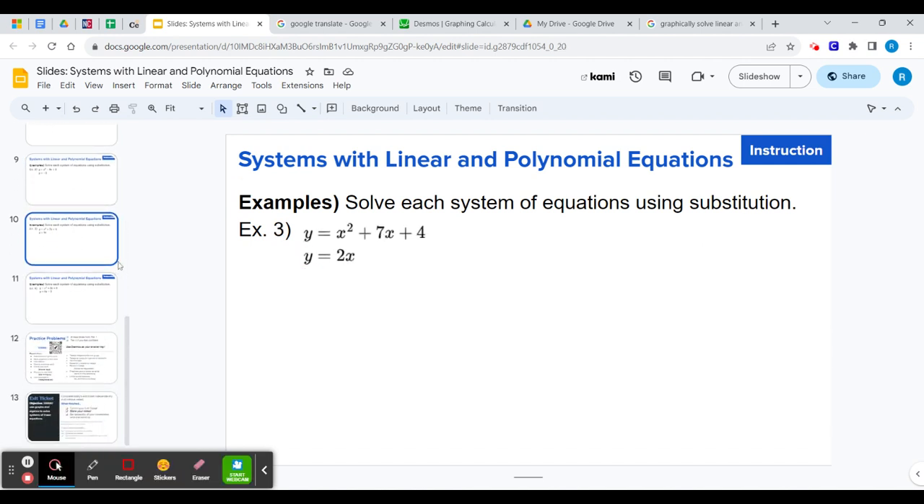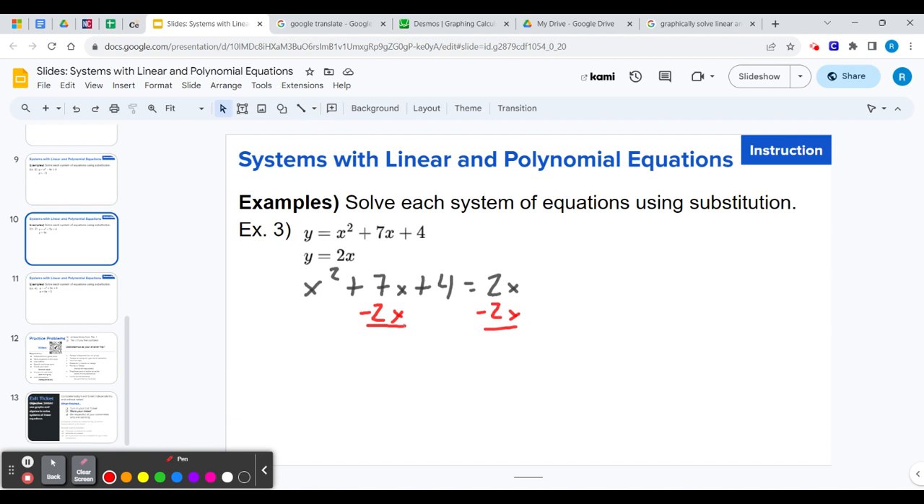So moving on to example 3, it is a little more complicated because we have an x in our second term, but we do still have the y's all by themselves. So we can set these equations equal to each other like we did before. x squared plus 7x plus 4 equals 2x. Okay, we can subtract that 2x from both sides, and notice how I'm going to write it underneath the like term in this case to signal that that's what we combine. We get x squared plus 5x plus 4 equals 0.